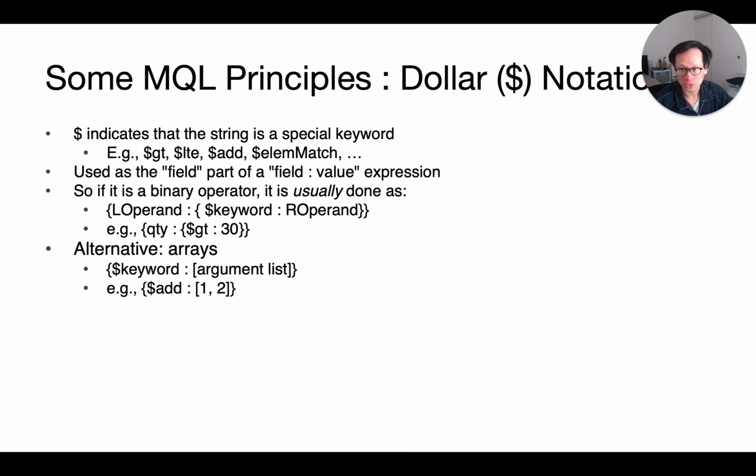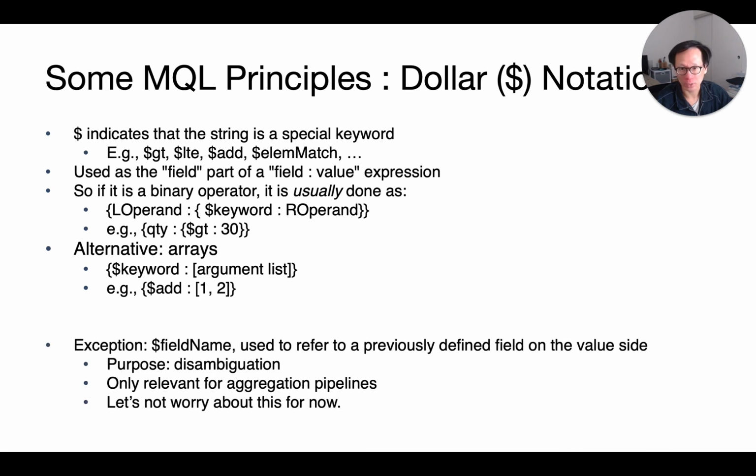We can also specify arguments to an operator as an array. For example, here we have the two numbers to be added specified using square brackets. Finally, as we will see later on in aggregation queries, we also use this dollar notation to specify the field names that we want to aggregate on.